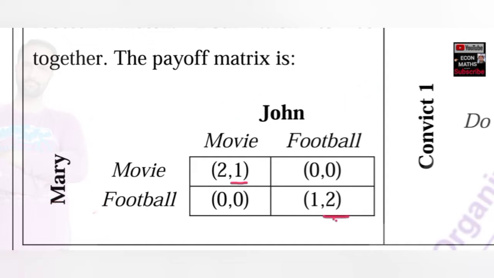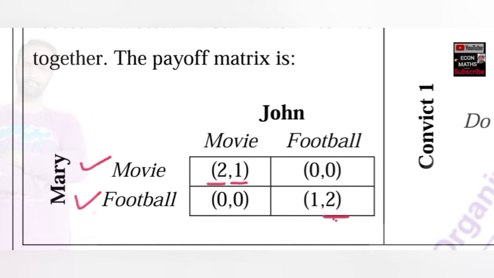Okay, now let us see what happens if John chooses to go for movie. In this case, Mary has two options, either to go for movie or to go for football. Movie gives her 2 as payoff, and football gives her 0 as payoff. Obviously 2 is greater than 0, so Mary will choose to go for movie. For that let us rub this out.